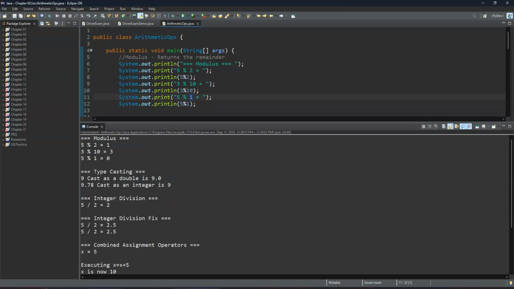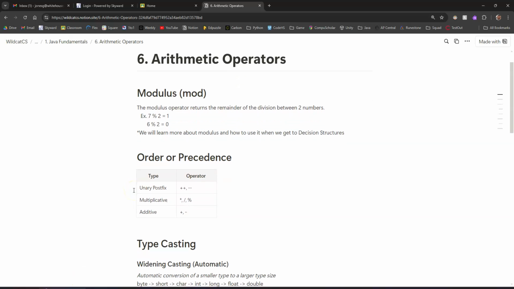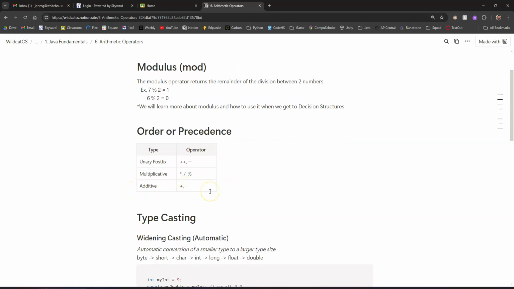All right, the next thing that we want to talk about, and we'll talk more about modulus later and how we're going to use that in our code, but for right now, all you need to be aware of is what it does and also where it falls in the order of precedence or order of operations. Your textbook goes into more detail about order of precedence. There's a whole chart you can look at, but we're just going to look at the basic operators right now, where they fall. The first thing that comes up in order of precedence is called unary postfixes, and we'll talk about that at the end of this video.